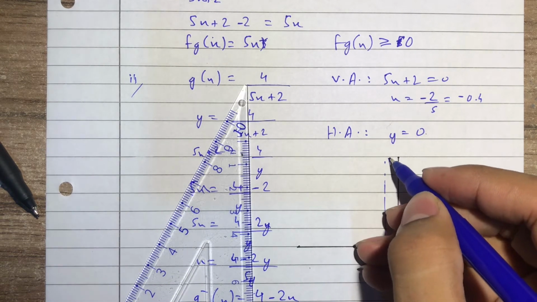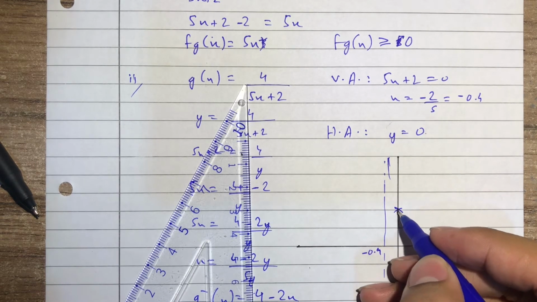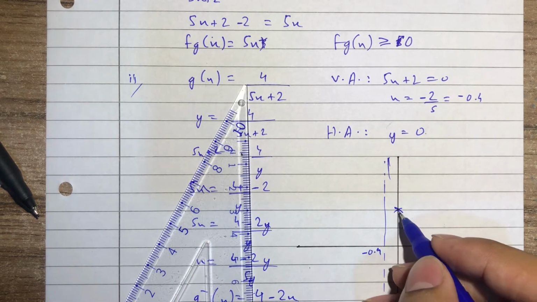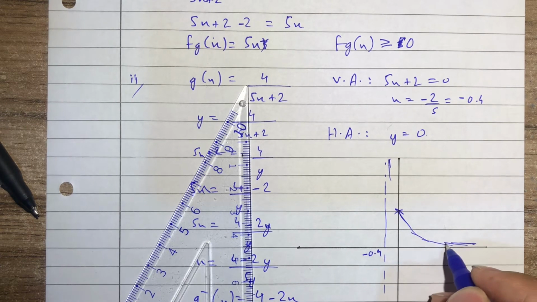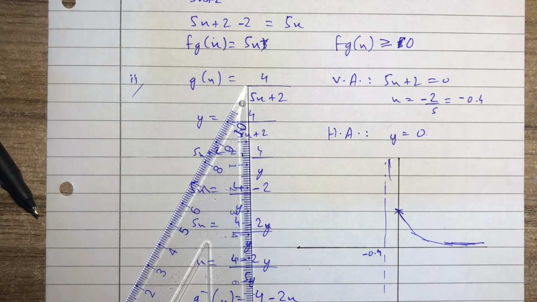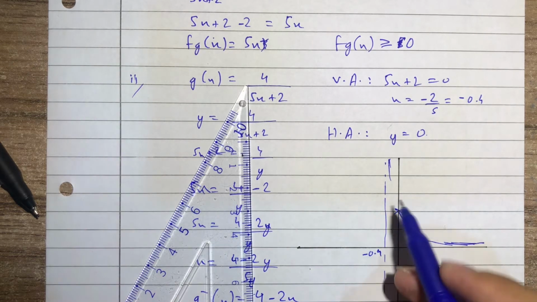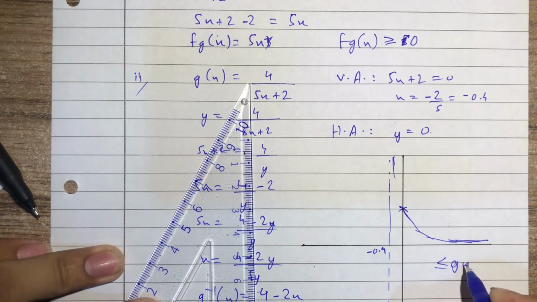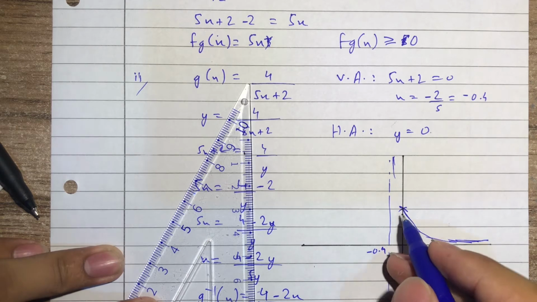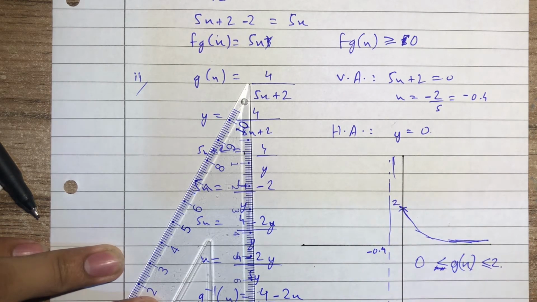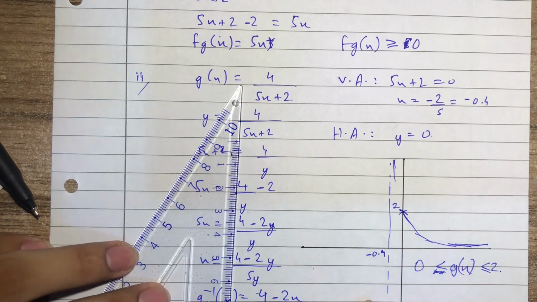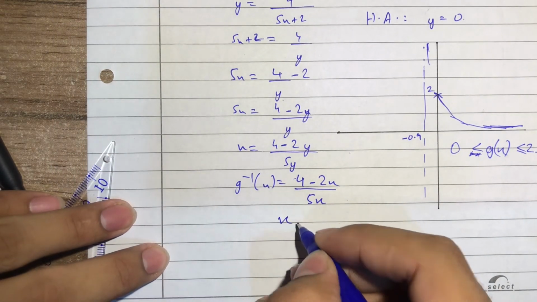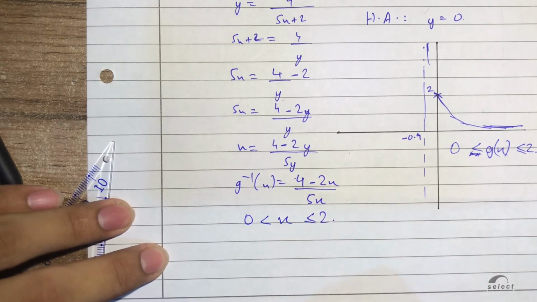So this means that if we plot the graph, it has to start over here, right? It can't be before that because x is greater than or equal to 0. So it will go somewhat like this because it has to approach the horizontal asymptote, but it cannot touch the horizontal asymptote. So the range of g(x) will be greater than 0, and less than or equal to 2. This is 2. So that is why the domain of g inverse will become x is greater than 0 but less than or equal to 2. I hope that makes sense.